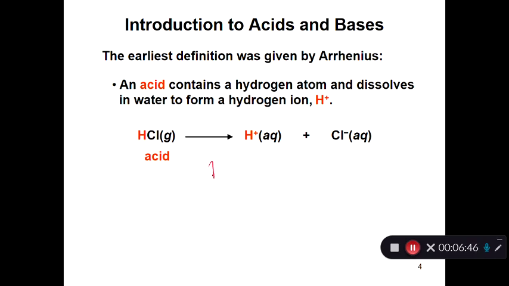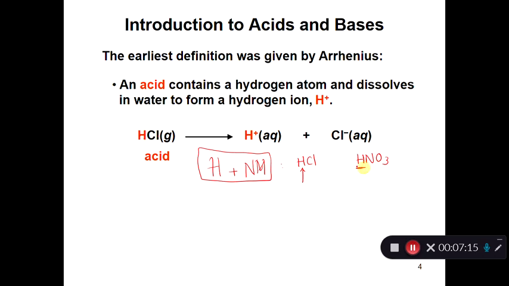If we have H at the beginning and a non-metal at the end, so H non-metal. Look here, HCl. This is one example of acids. So HCl is an acid because it starts with hydrogen. Another example is HNO3.